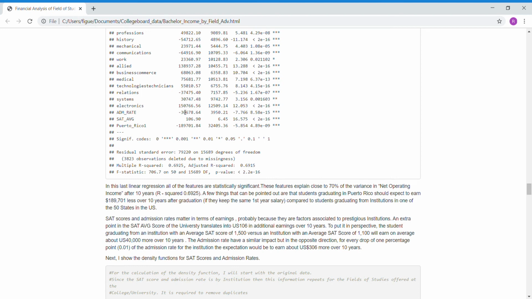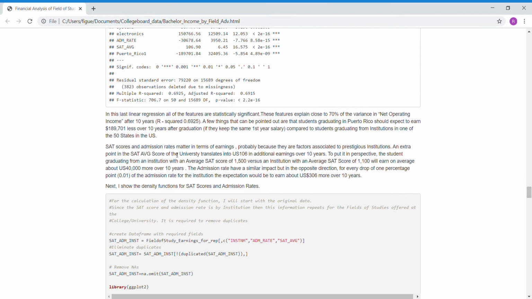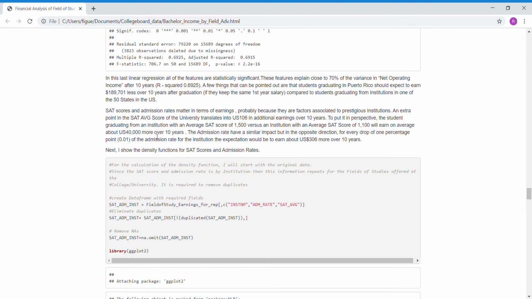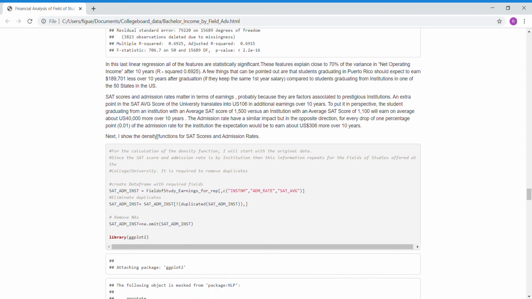So for every single 1% or 0.01 that decreases the admission rate for an institution, it's going to increase the earnings by $306. So that's what is interesting, but again, it doesn't seem to do a lot with the total potential earnings.